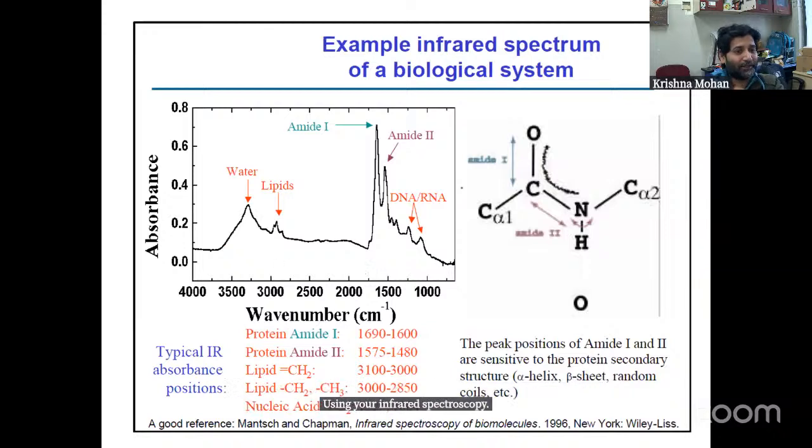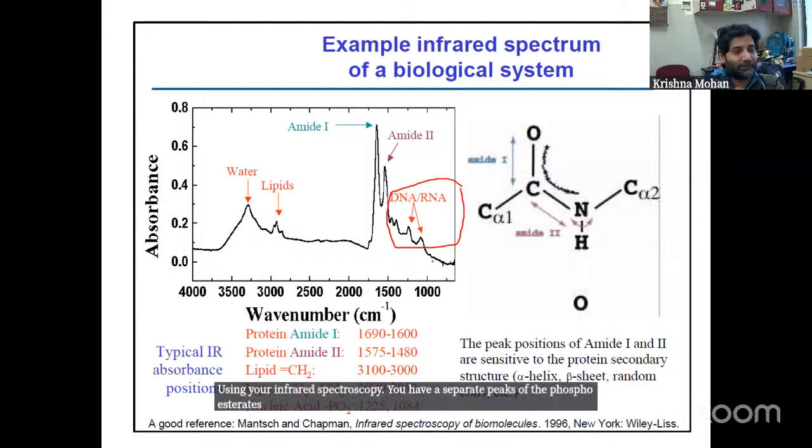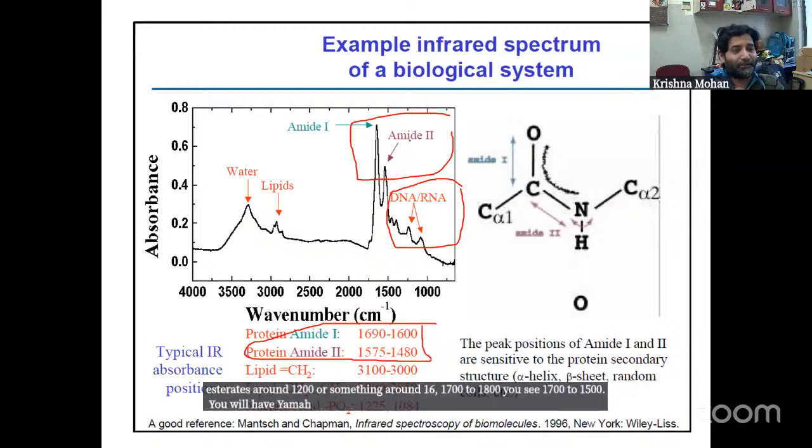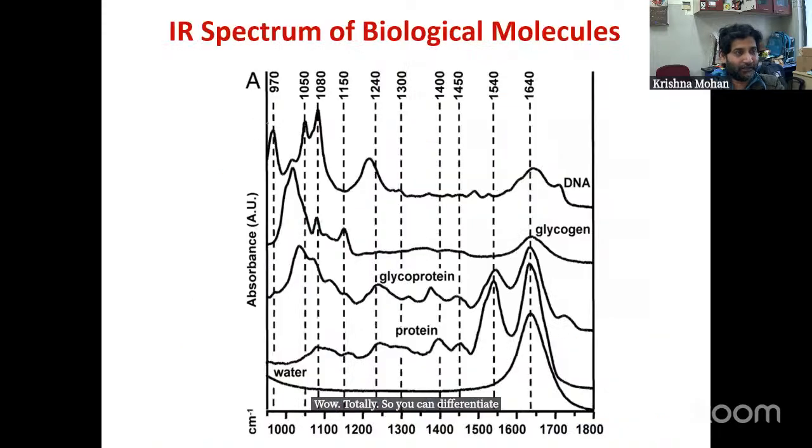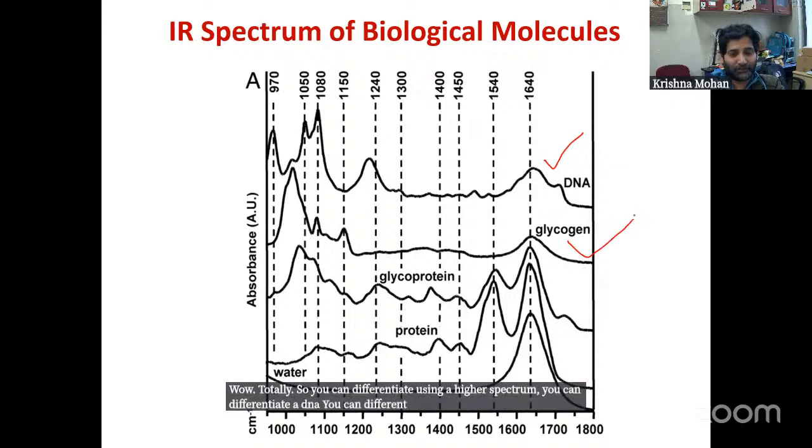You have separate peaks of the phosphoesters around 1200 or so for DNA, RNA, and around 1700 to 1500, you will have amide I, amide II peaks, which are specific to secondary structural elements of your proteins. So using an IR spectrum, you can differentiate a DNA, you can differentiate a glycogen, which is a carbohydrate, and you can differentiate a protein.